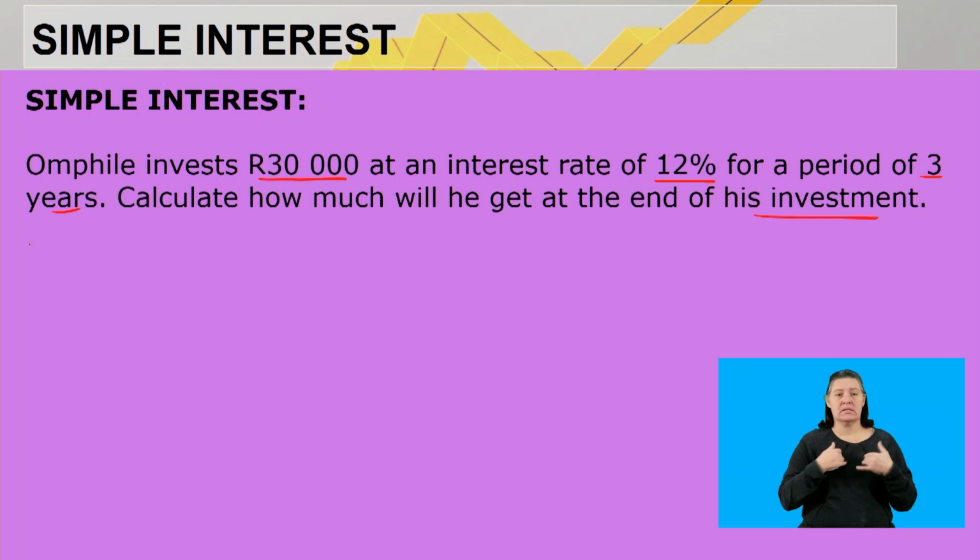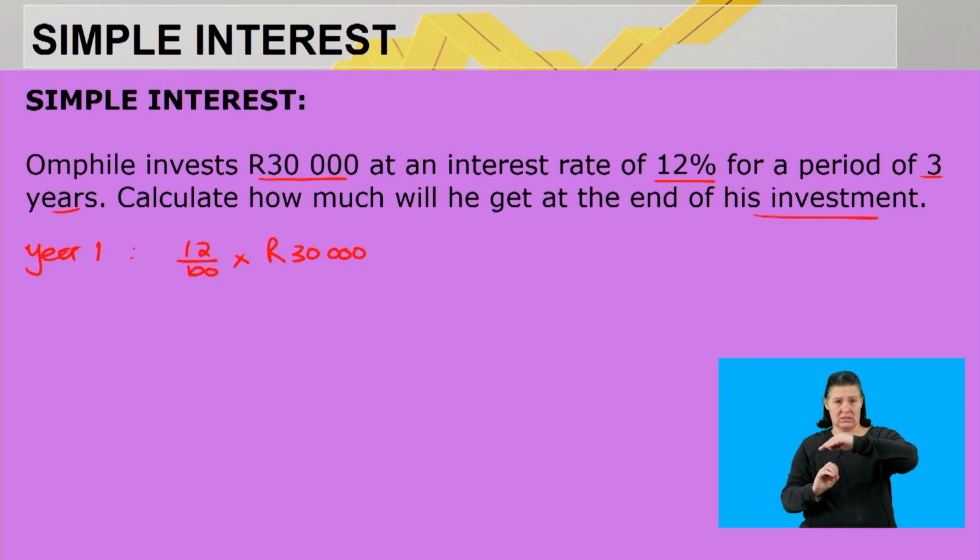So let's start with year number 1. So if I look at year 1, what will happen here? It will be 12%, and I'm going to write it like 12 over 100 of 30,000. Guys, I hope you have your calculators with you, your book, so that you can do this with me. So 12 divided by 100 multiplied by 30,000. So that will give us 3,600 Rand. So this is the interest he'll earn in year number 1. We agree. So now I'll move on to year number 2.